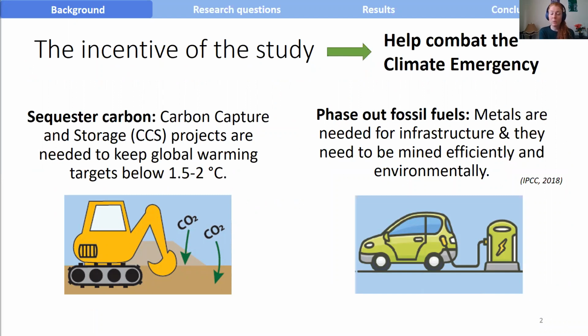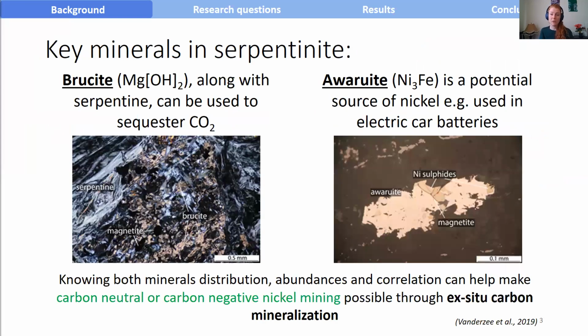To be able to do that, we need to capture and store carbon dioxide from the atmosphere, as well as mine metals efficiently and environmentally to phase out fossil fuels. There are two key minerals in serpentinite that are needed to be able to do this. Brucite, along with serpentine, can be used to sequester carbon dioxide, and awaruite is a potential source of nickel that can, for example, be used in electric car batteries.